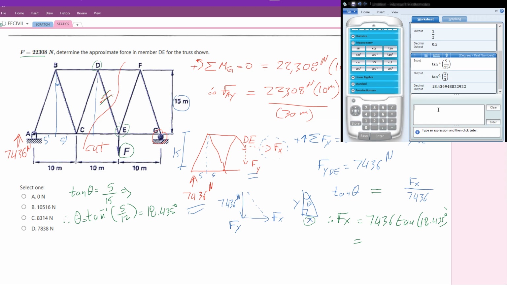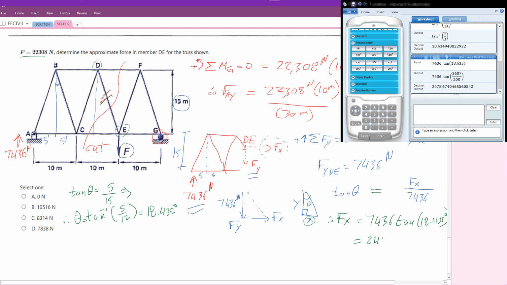Now we can get the calculator again and calculate that. So we have 7436 times tangent of theta, which is 18.435, rounding to the nearest. That will give me 2478.7 newtons.